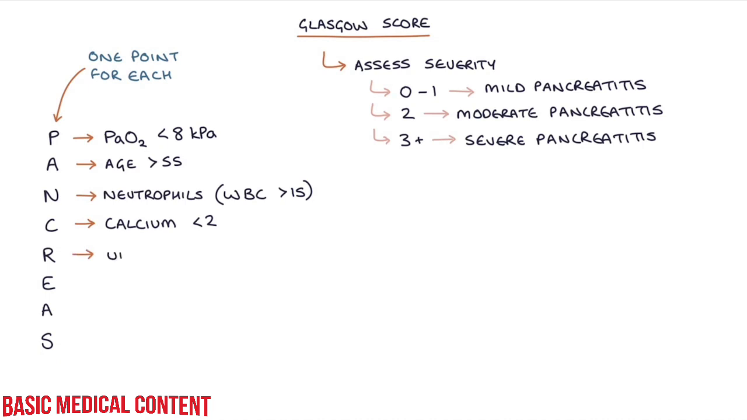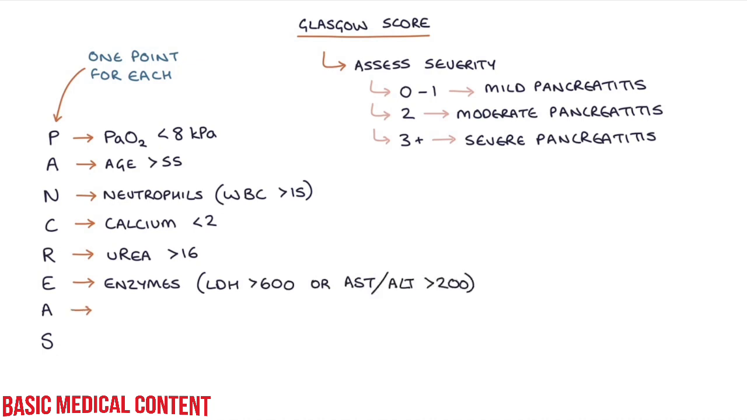R refers to the blood urea level being more than 16. E refers to enzymes, specifically the LDH enzyme being more than 600, or the AST or ALT being more than 200. A refers to albumin being less than 32. And S refers to sugar, referring to the blood glucose level being more than 10.